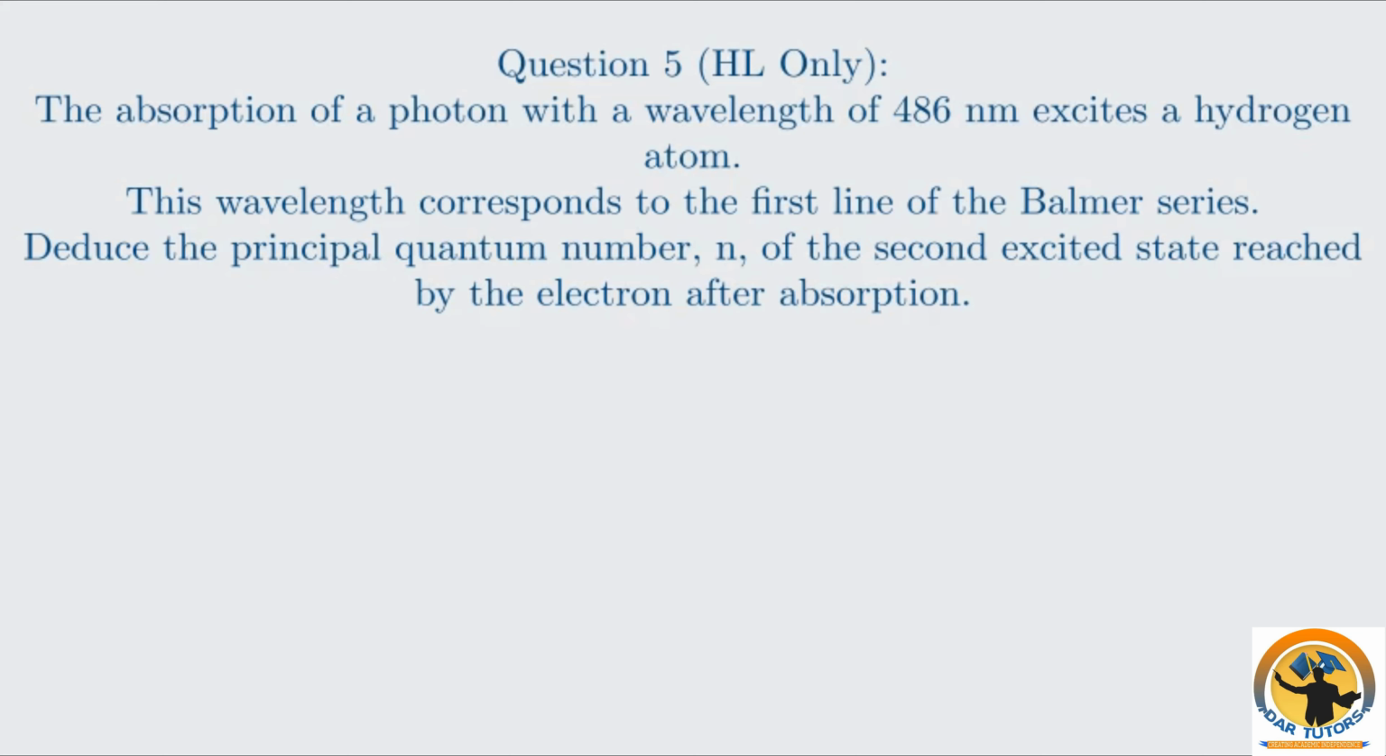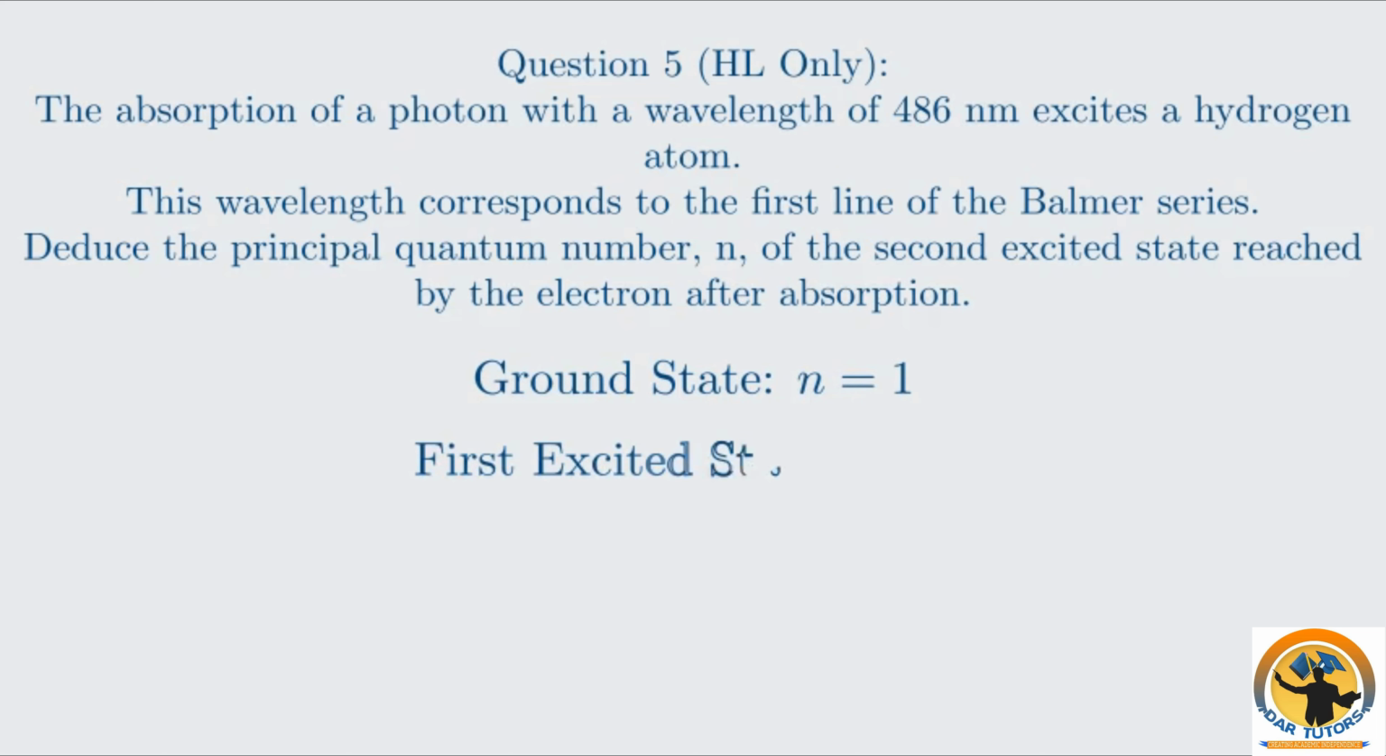First, let's understand the terms. The ground state is n equals 1. The first excited state is n equals 2. The second excited state, which we are looking for, is n equals 3.